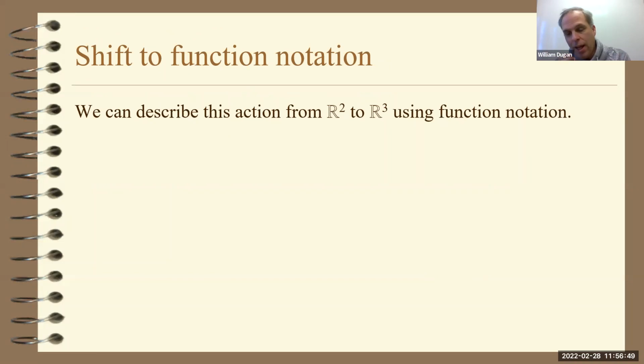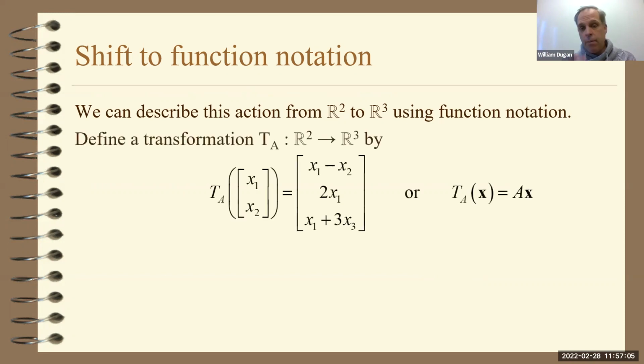Now, this means that matrix multiplication can be thought of as a way to make a new function. It assigns a vector in this space to a vector in that space. So we can describe that action with function notation. The common way to do that is to define a transformation. You may not remember this from algebra. The way you define functions is you use a lowercase or uppercase letter, and then you define what space is coming from, what's the input space and what's the output space.